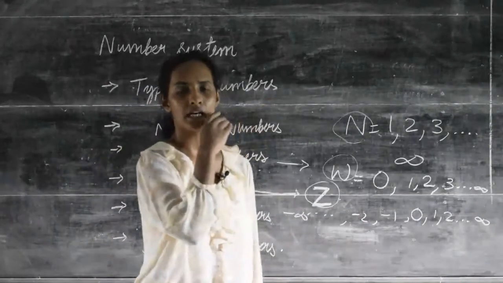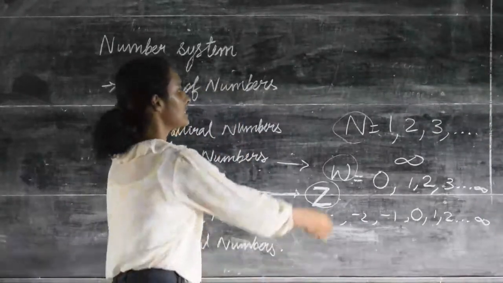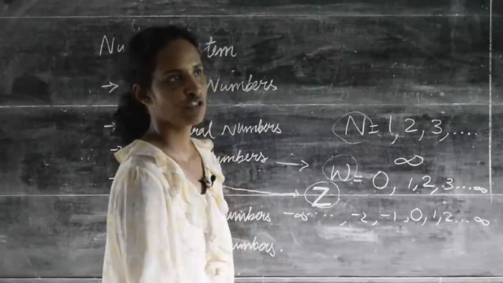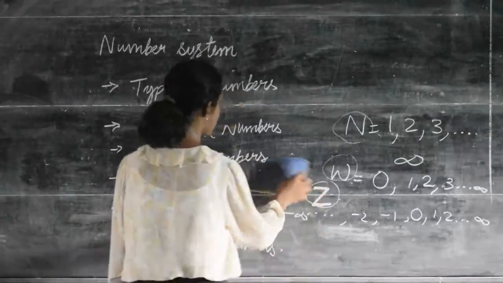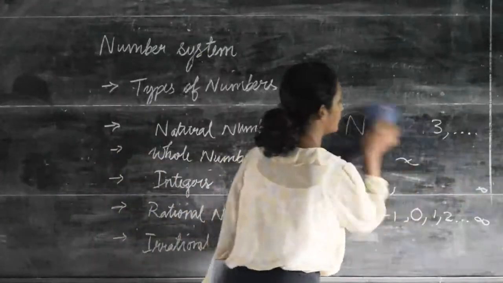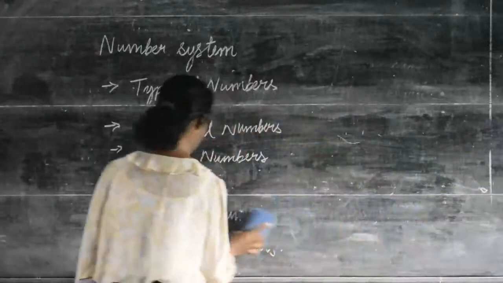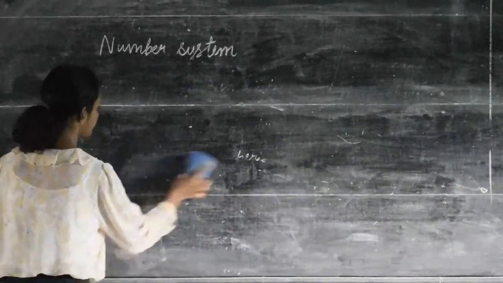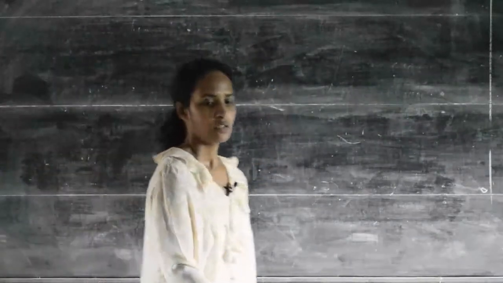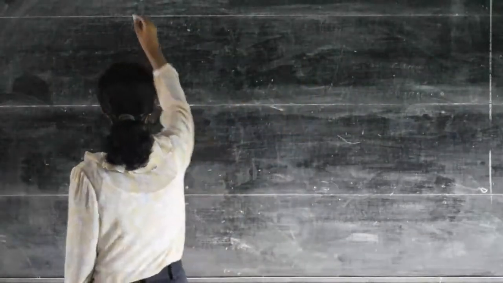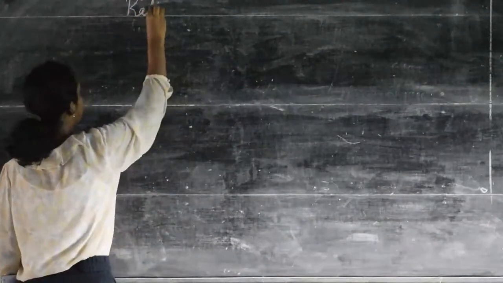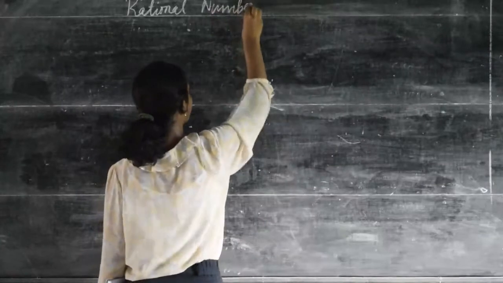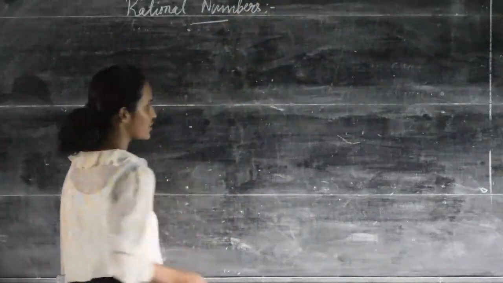So now keeping this information in mind, natural numbers, whole numbers and integers, let's start with our main portion of the chapter, which is rational numbers, alright? So, rational numbers. Now what are rational numbers?